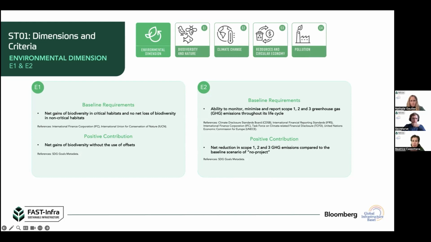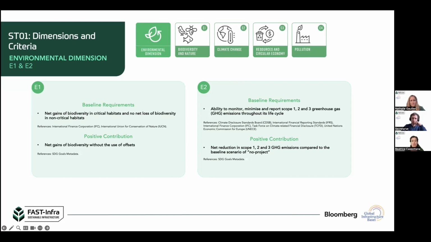So for the environmental dimension, we have 4 criteria. The first one, E1, biodiversity and nature. In the baseline requirements, we ask projects to achieve net gains of biodiversity if the project is located in a critical habitat, and no net loss of biodiversity if the project is located in a non-critical habitat. And of course, all these terms like net gains, no net loss, critical and non-critical habitats are all defined in the glossary that is given to the projects together with this form.